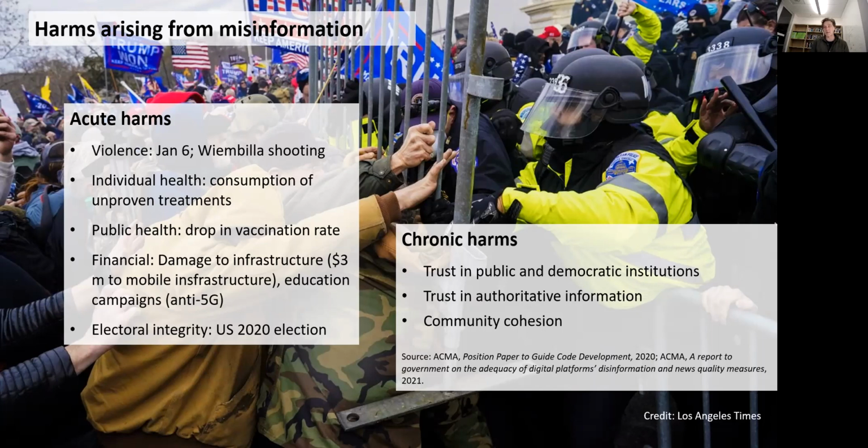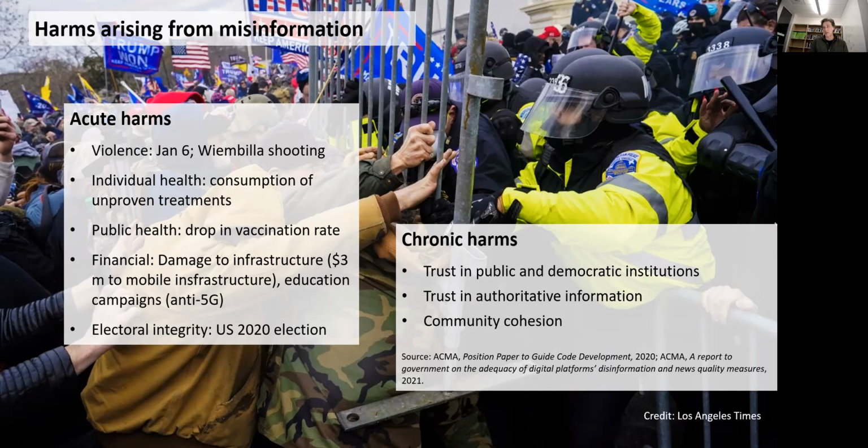So the acute harms that you might see from misinformation, the most obvious being violence and civil unrest. January 6th in the US, the storming of the Capitol building, is the most prominent example there. But also here in Australia, the Wyambilla shooting with the sovereign citizens who shot and killed the police and were in turn killed themselves a couple of months ago.